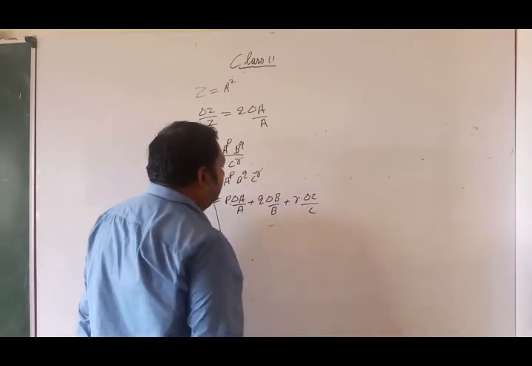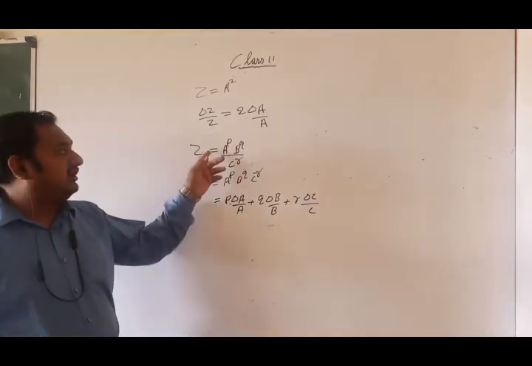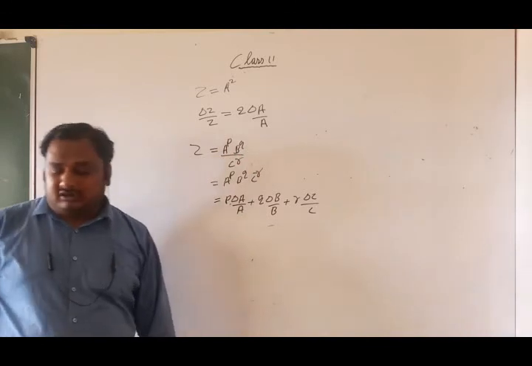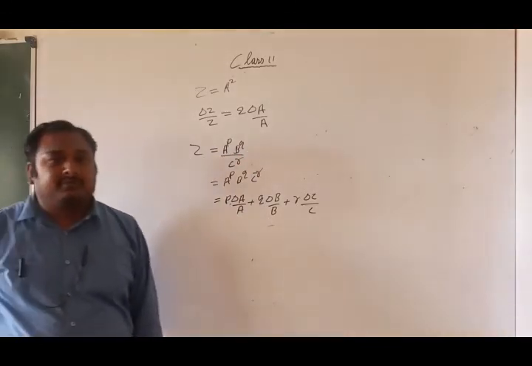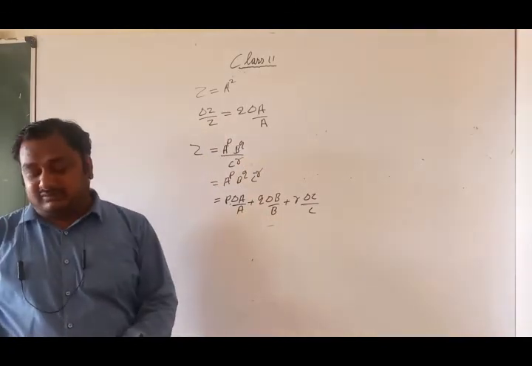ओके. तो जब अपना जो फिजिकल क्वांटिटी है, उसकी पावर्स हो, तो इस तरीके से हम लोग रिलेटिव एरर निकालते हैं. ठीक है. So in the next section we will discuss the questions of that part.